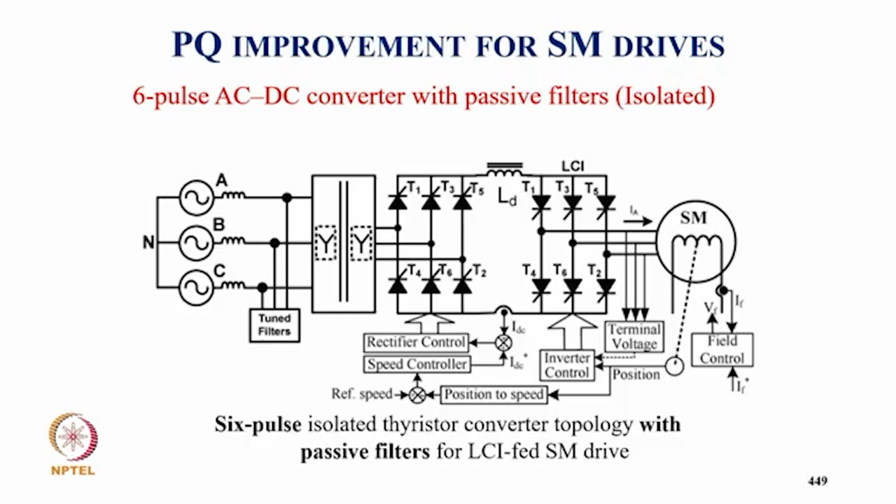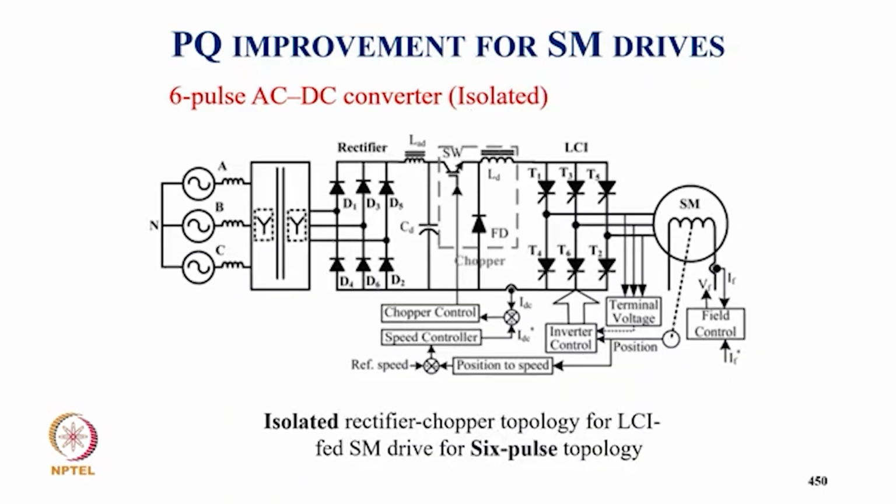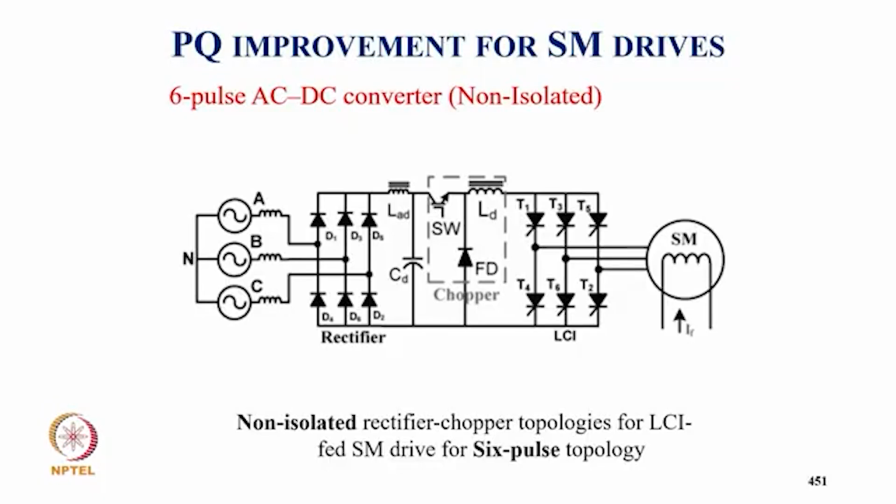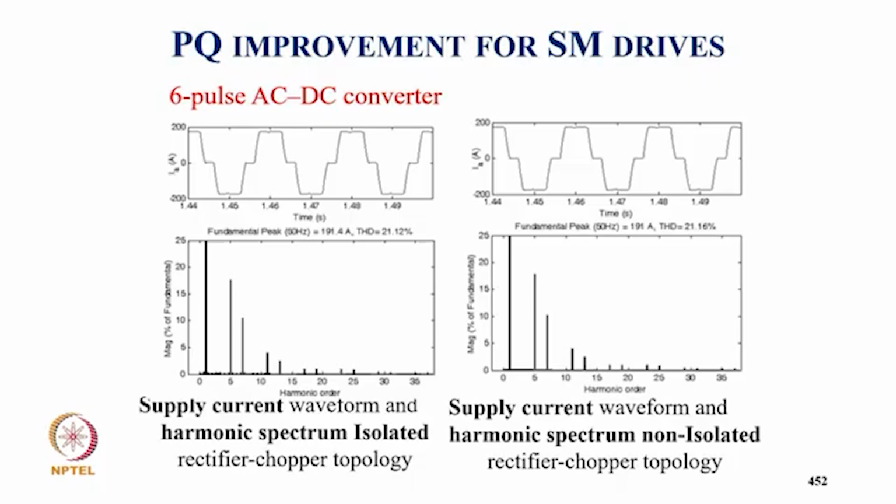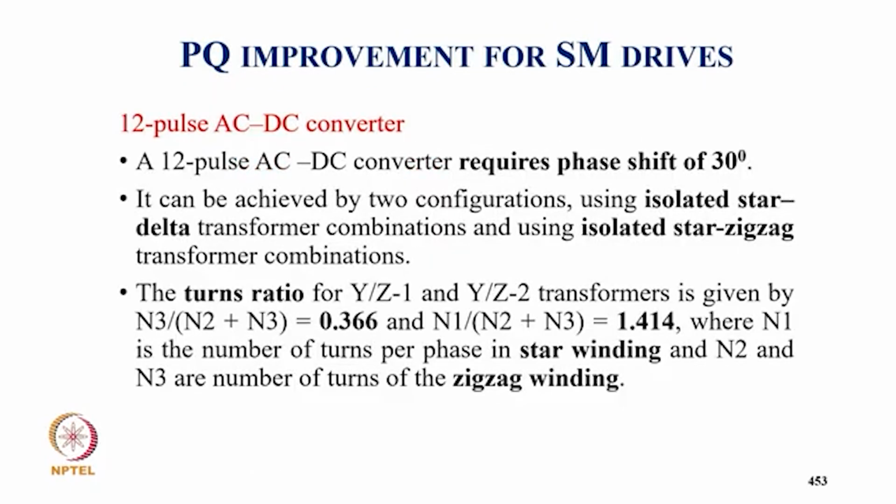And this is typically a 6-pulse converter with a passive filter. So we have a passive filter typically on the supply side with distortion, and then your thyristor converter with proper control of the LCI. Then we have a diode rectifier with universal power flow, a diode rectifier with a buck converter. That is also typically an isolated topology for a 6-pulse converter. Then again a diode rectifier with your 6-pulse topology, and here the supply THD is of course 21%. The 12-pulse AC/DC converter requires a phase shift of 30 degrees.